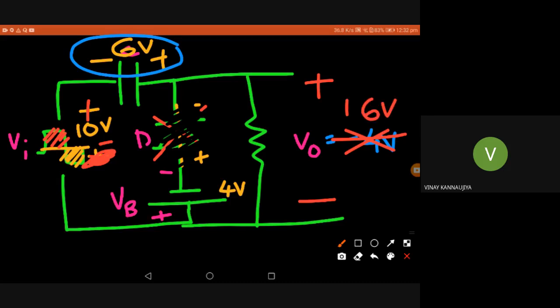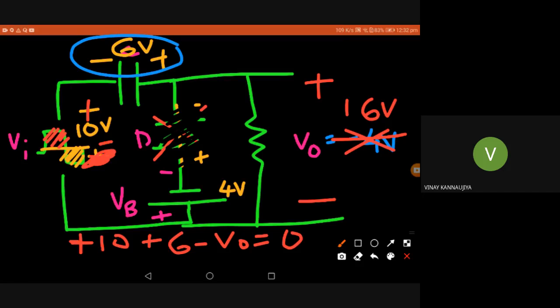So how did I get this? Because I just used Kirchhoff law. Minus 10, input, plus 6, VC, and minus V0 in the output equal to 0. So I got V0 equal to 6. Sorry, there is a mistake. Minus 10, so minus plus 10. Plus 10 plus 6 minus V0 equal to 0. So V0 equal to 16 volt, just by applying Kirchhoff law.